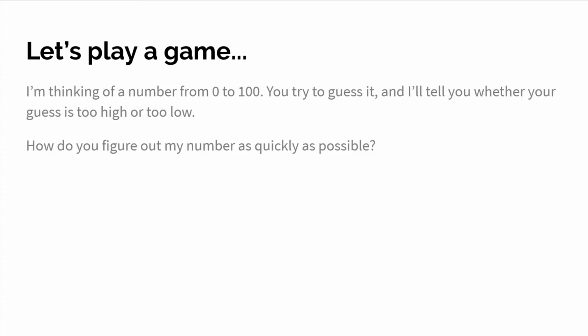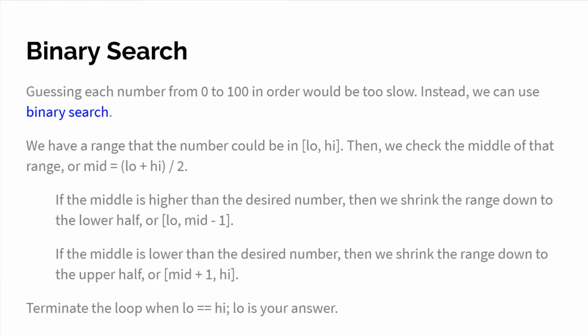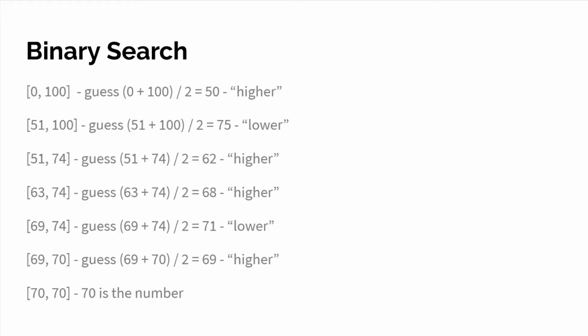Well, by the title of the presentation, you can probably reason that it has something to do with binary search, right? And binary search, just to go over it, is basically taking a range of numbers that could possibly be it, and then dividing the range in half every single time we make a guess, right? Because we can use the information that it's too high or too low in order to figure out what my number is.